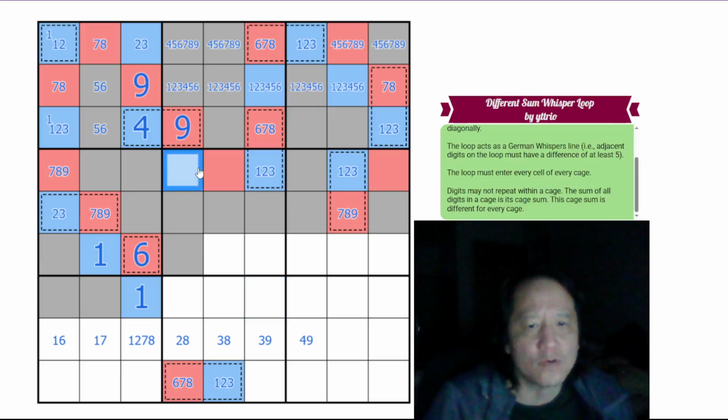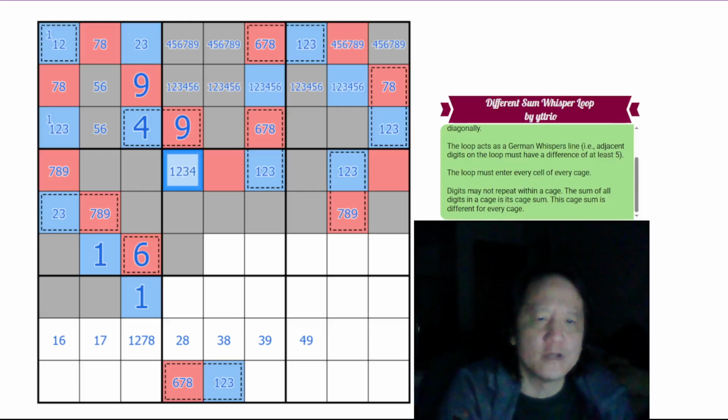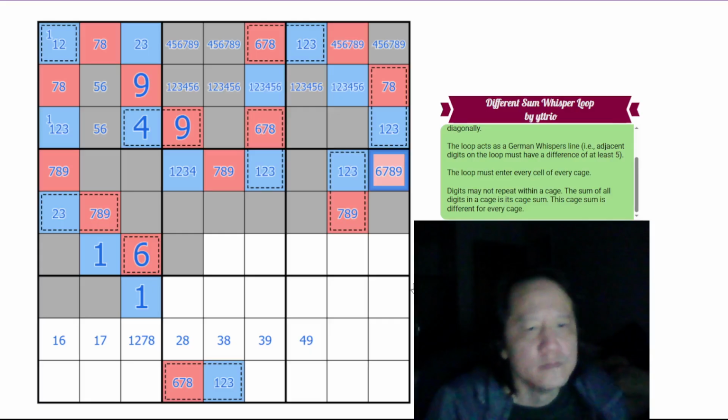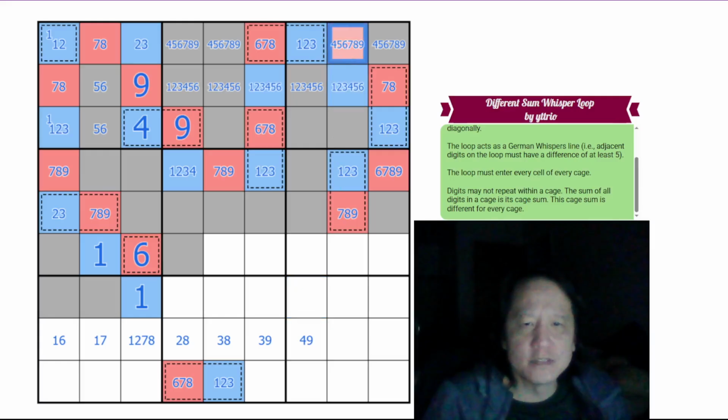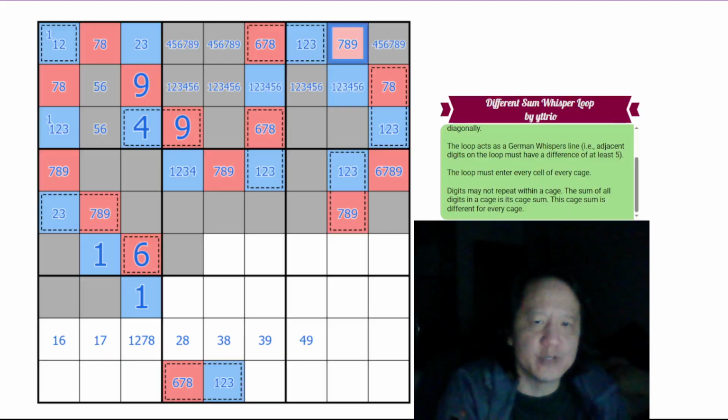This could be 4. So it's 1 through 4 here. This is next to 2 unique digits on a whisper 5 line, so 7, 8, or 9. This could be 6 through 9 here. Okay. So this is a high digit. No 4, 5, or 6 because it's next to 2 unique digits on the loop. This is next to 2 unique digits on the loop, so it's 1, 2, and 3.